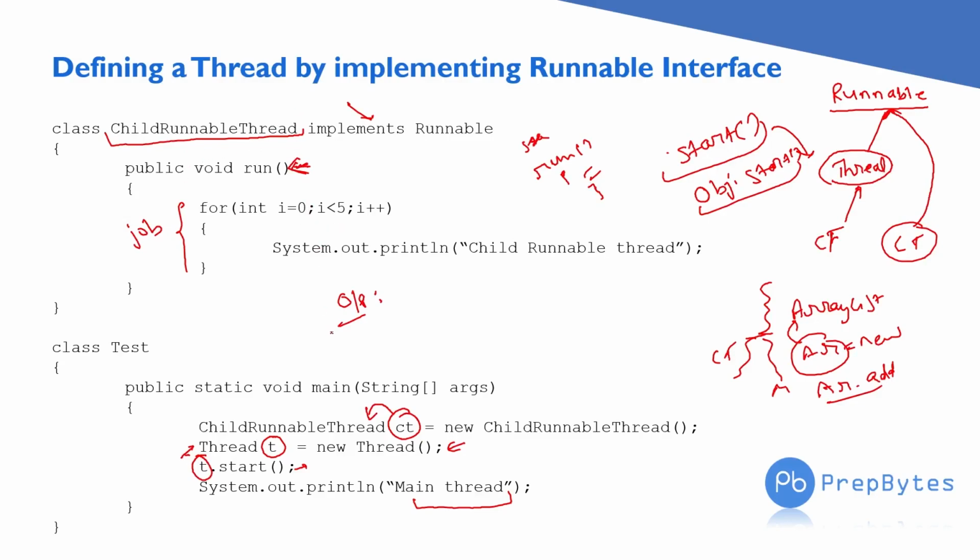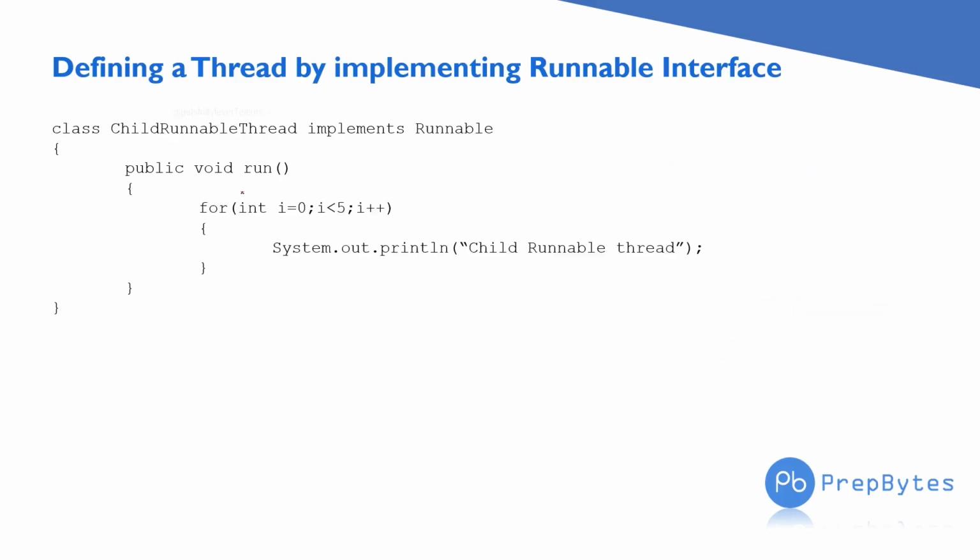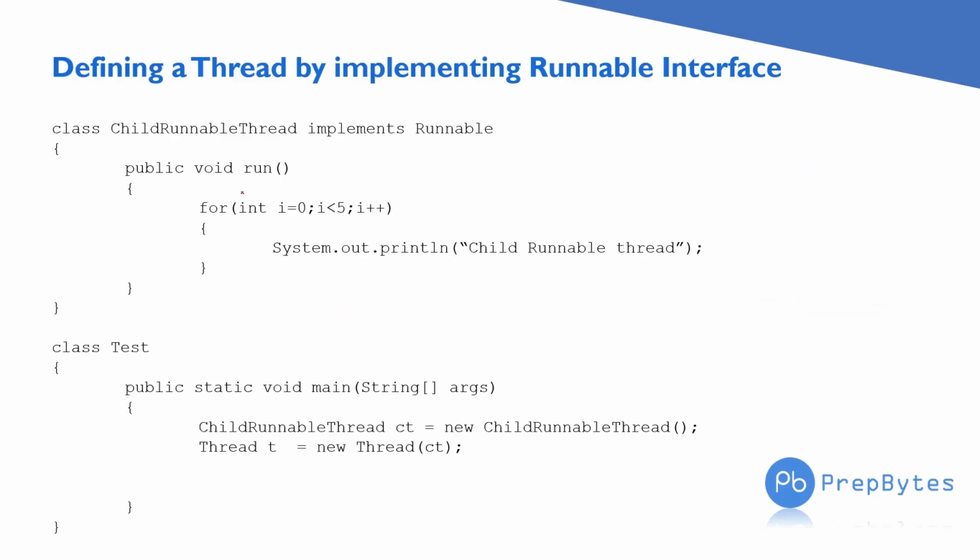So how will you do this? How will you tell the Thread class that I actually have an implementation of run and you have to run this method, not any other method but this method? So let's see how we will do this. This is the same code, with just a single change.